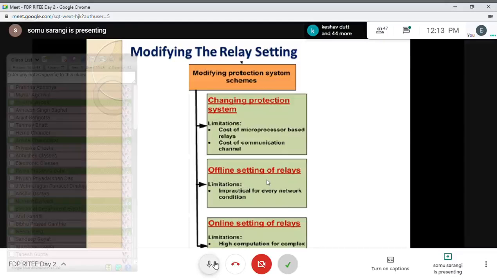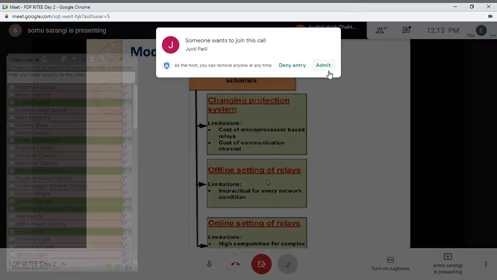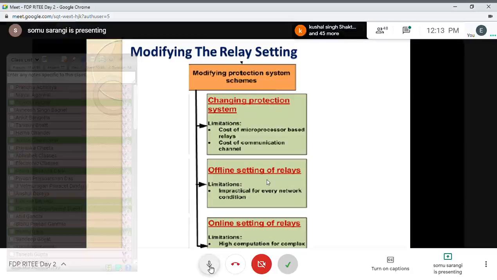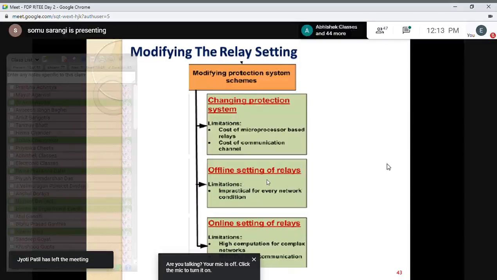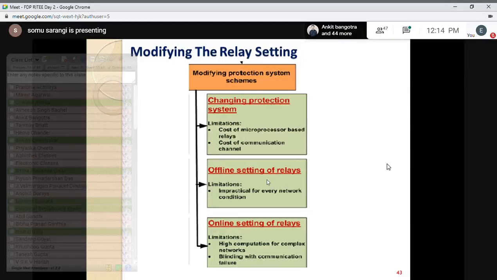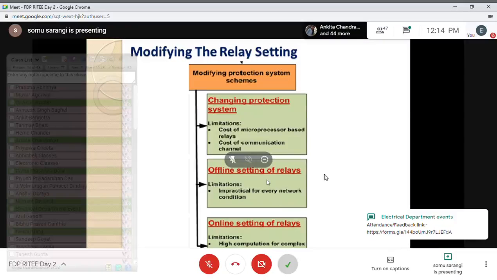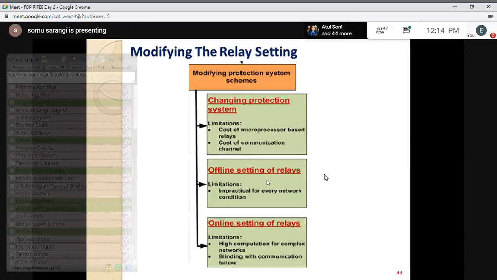So that is possible, but for a complex network there is a high computational burden on the system, and the communication system should be perfect. If the communication system is not there, then changing the setting according to system condition changes is not possible. As you say, you know how much current will be coming from the DG and you can change the setting accordingly, but that is not applicable. So for that reason, we are trying to modify the relay algorithm so that maloperation may be prevented.